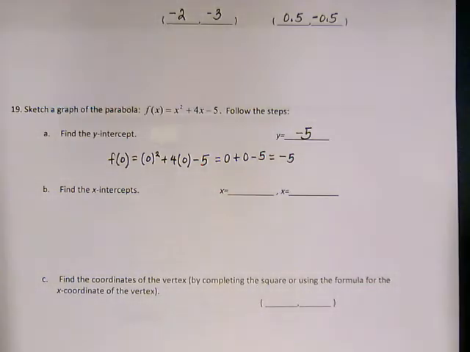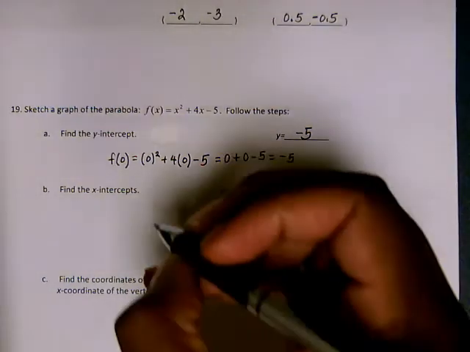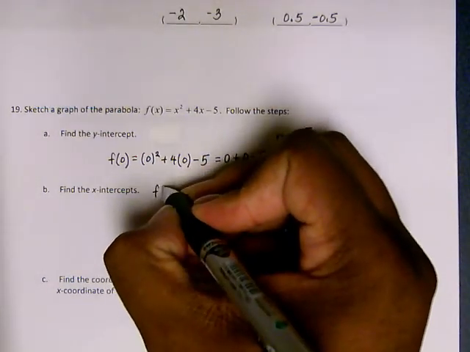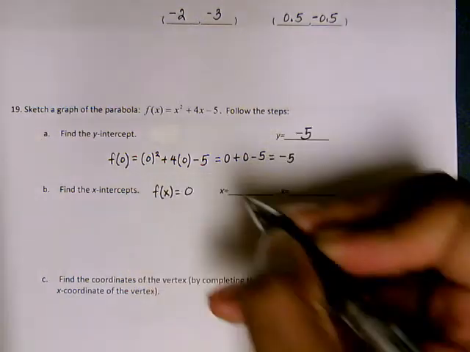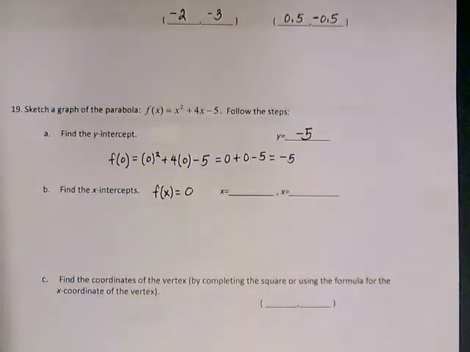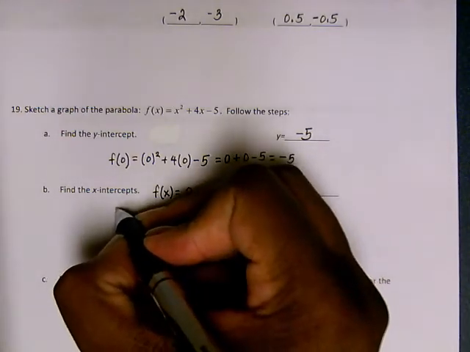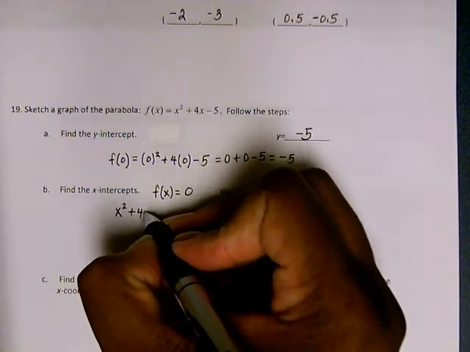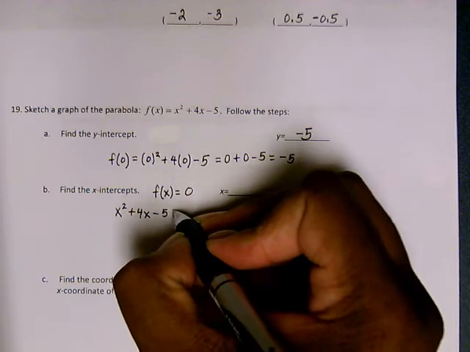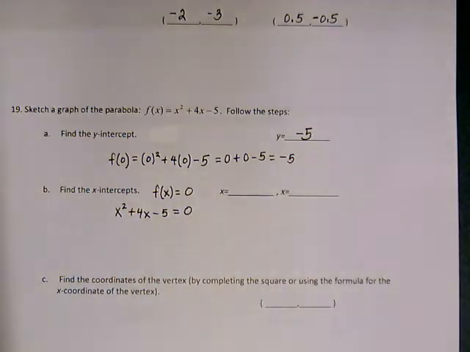Part B is finding the x-intercepts. So here, to find the x-intercepts, you're going to let your f of x, which is a function, be equal to 0. And f of x is x squared plus 4x minus 5. So I'm going to set x squared plus 4x minus 5 equal to 0.